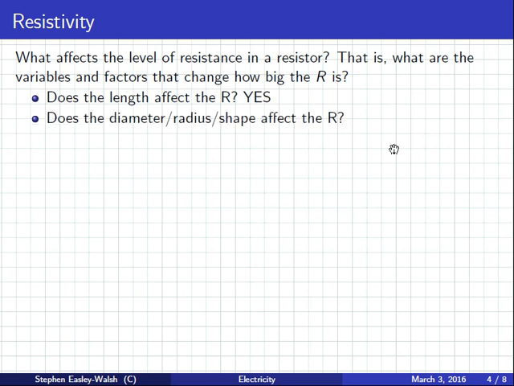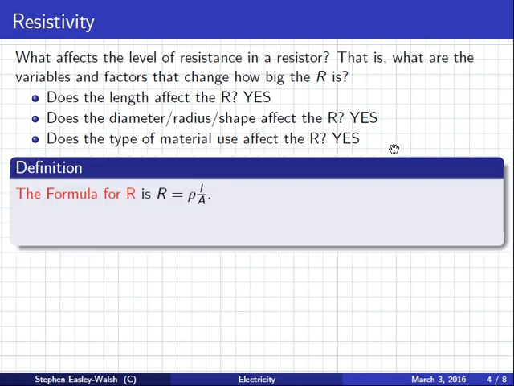What about the diameter, the radius? Will that affect the resistance? Yeah, it does, of course. The type of material? Yeah. Well, of course, because if it's a conductor, that's less resistance, and if it's an insulator, that's more resistance.